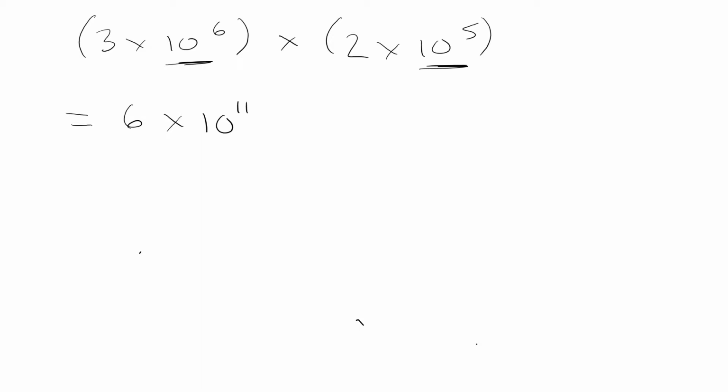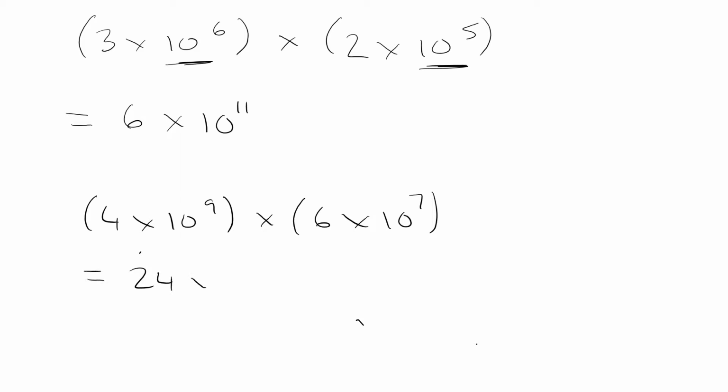As a second example, you could do 4 times 10 to the power 9 times 6 times 10 to the power 7. So this time, 4 times 6 is going to be 24, times 10 to the power, well, 9 add 7 is 16, so that's 10 to the power 16. And then you'll remember that this number, 24 times 10 to the power 16, is not in standard form.